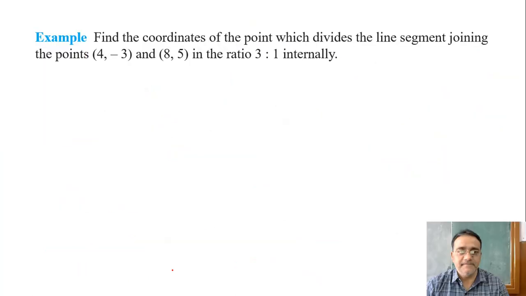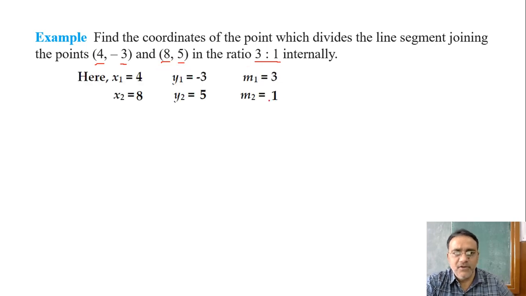First, direct question. Find the coordinates of the point which divides the line segment joining the points (4, -3) and (8, 5) in the ratio 3:1 internally. First of all we have to write x1, y1, x2, y2 and this is m1, m2. Now we have to write the formula.